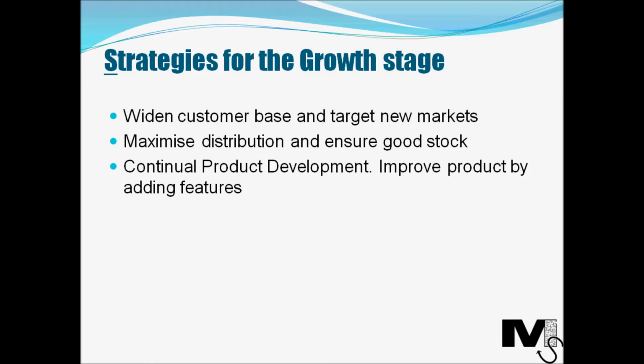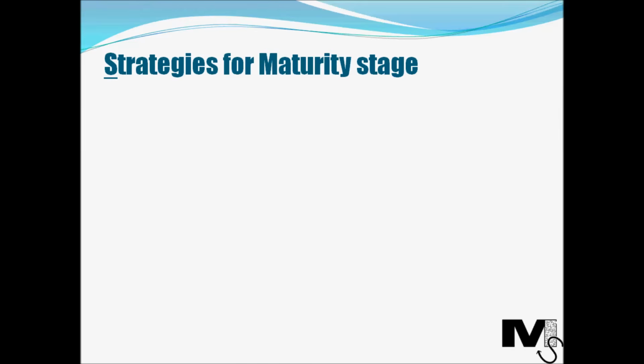And then we also don't stop in terms of improving the product. We invest in continual product development, and then we improve the product by adding new features. And therefore we have new mobile phone models coming up every year. They've got subtle new features which are introduced in order to develop the product further. We'll get on to some examples later, obviously, but next in line are the strategies for the maturity stage.